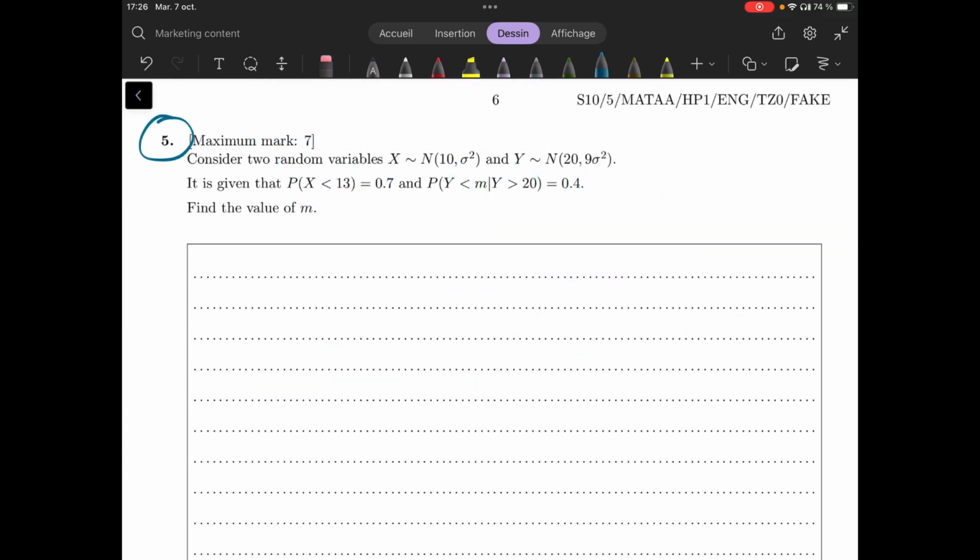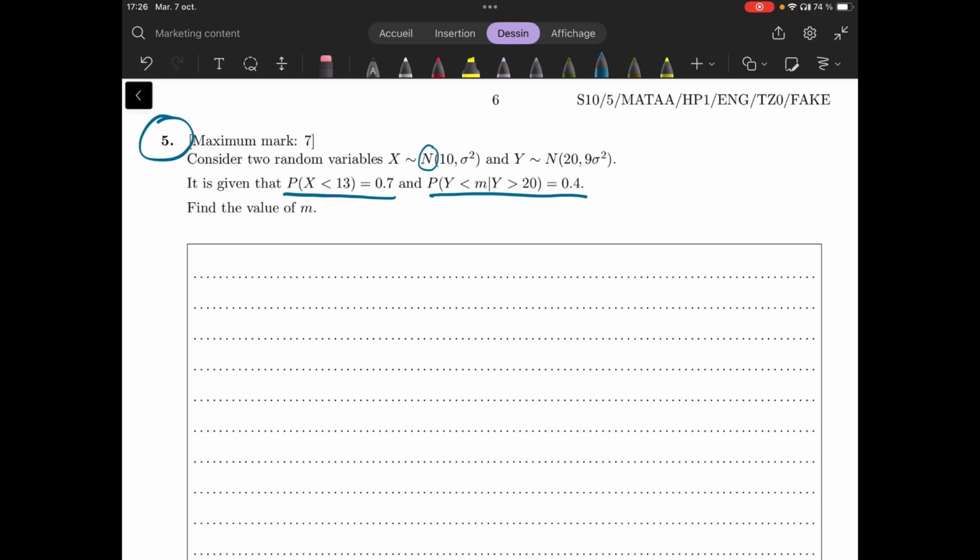Question 5. This question is on normal distribution. At first glance, this question is very scary. So if you're not confident with your distributions, please skip ahead. Pause the video and have a go at it if you can. Good. So now we are going to tackle this.